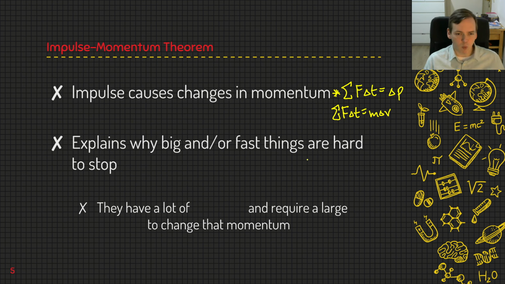And so this explains why big and fast things are hard to stop, because they have lots of momentum, and thus they require a large impulse to change that momentum in order to slow them down or stop them. If you've got a lot of mass, or you're trying to have a big change in velocity, bringing a high velocity to 0, you need a lot of impulse to stop it. So either you need to apply a small force over a long period of time, or a large force over a short period of time.